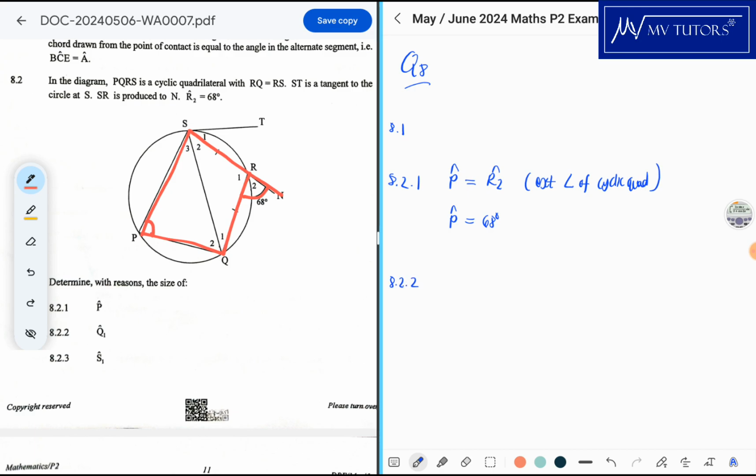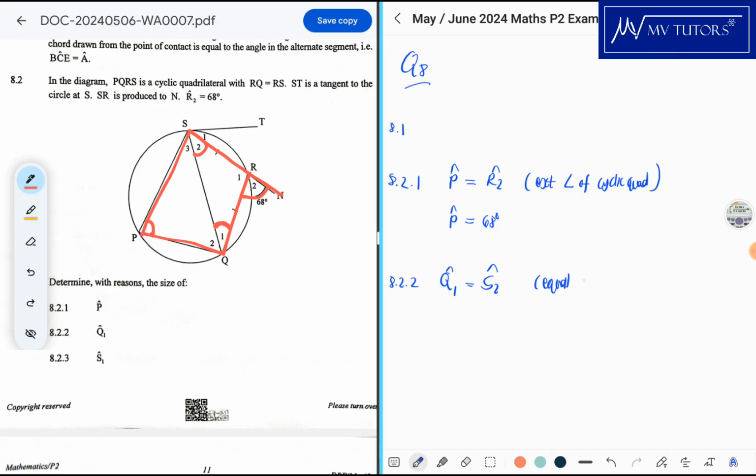8.2.2, Q1. Okay, so Q1, this is where it is. Q1 is actually equal to S2. Okay, let me just write it down. Q1 is equal to S2. And why is that?